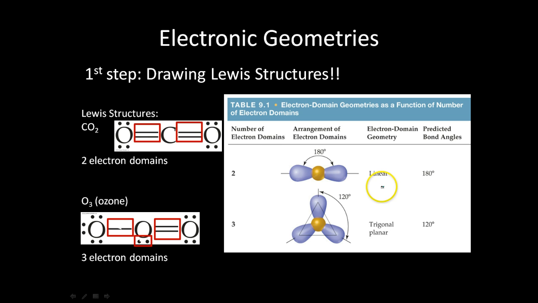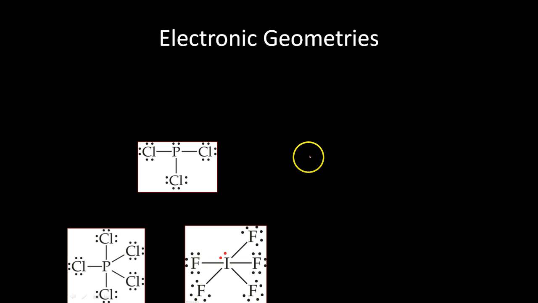So this 180 is called linear. This 120 all the way around is called trigonal planar. It's in one plane, so it's not coming out of or going into the screen. One plane, and there are essentially three different things around it, or it's forming a triangle if you draw that shape there. Keep that in mind.